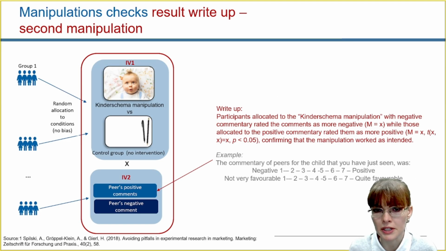How would you write up the results for the second manipulation check? Again, if there are two groups, you would use an independent sample t-test.